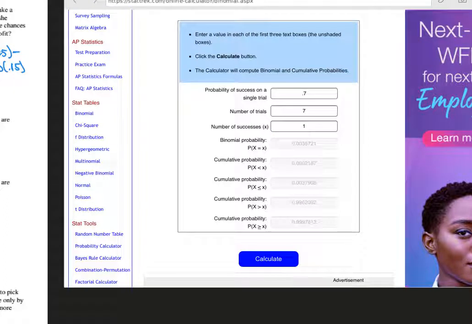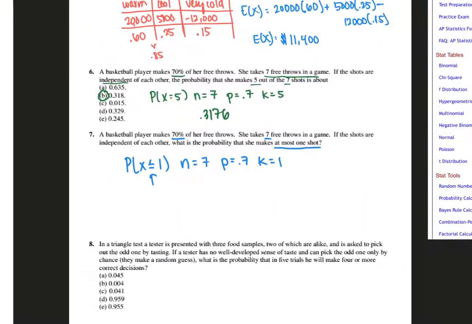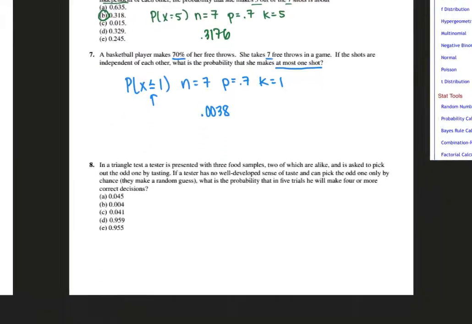And then we need to make sure we look at the correct one. Since it's at most 1, it's less than or equal to, so that's 0.0038. So in context, the probability that she makes at most one shot is 0.0038.